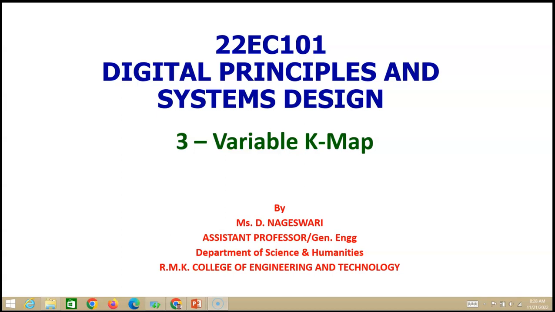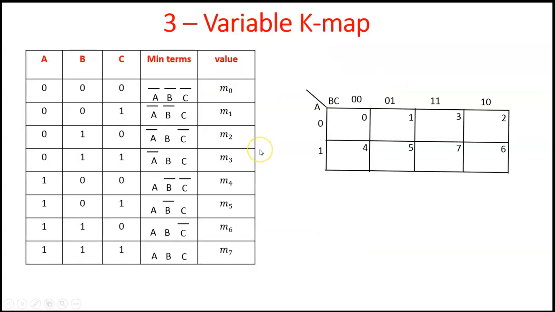In the previous video we learned about the two variable K-map. Now in this video, we will see the three variable K-map and its minterms truth table.